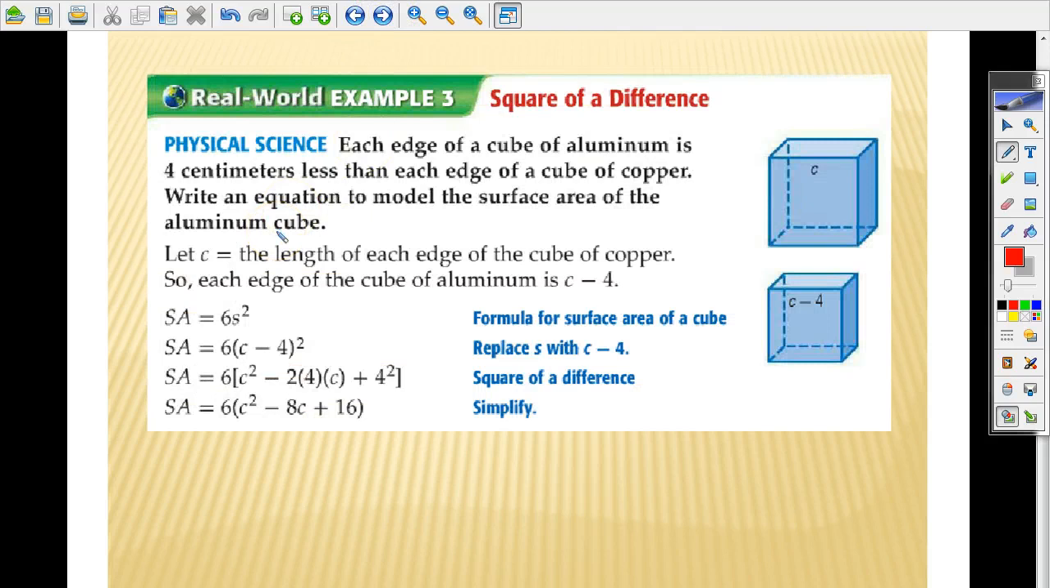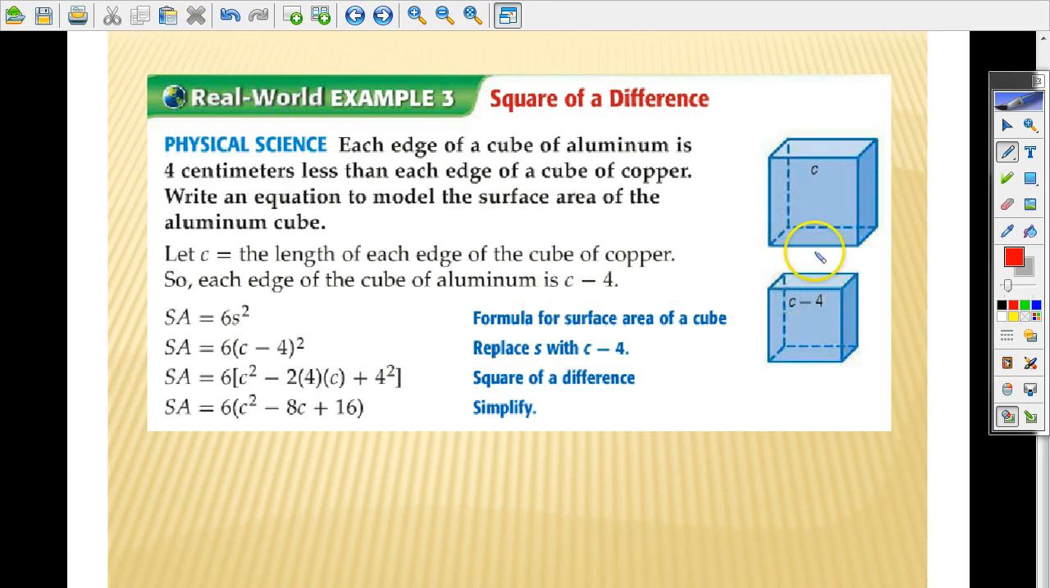Alright, welcome back. So here's a real world example, square of a difference. Physical science. Each edge of a cube of aluminum is 4 centimeters less than each edge of a cube of copper. Write an equation to model the surface area of the aluminum cube. Alright, so you have a cube. If you say c for length, and because it's a cube, it's the same length at all. So length, width, height is all c. And here we go. A cube of aluminum is 4 centimeters less than that, so c minus 4.